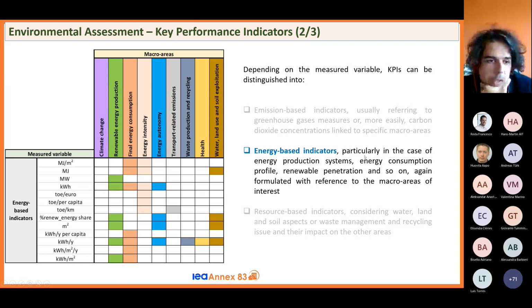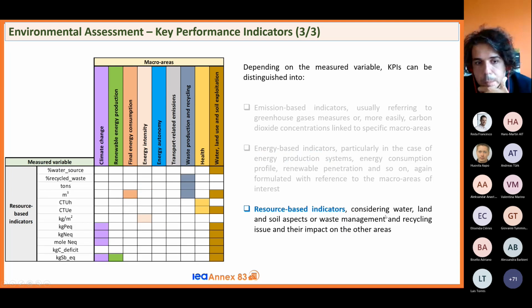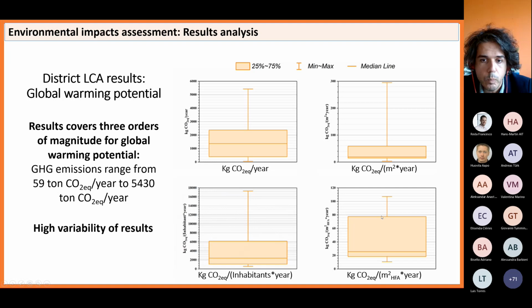On energy-based indicators, again, here we have kilowatt-hour, power indicators, and so on. And the resource-based indicators are based, again, on tons. This goes onto the macro areas I mentioned before: water source, recycled waste, tons of waste material, cubic meters of waste materials, and the list goes on. Again, onto some numbers, because I wanted to share also some numbers and see where we stand with it.